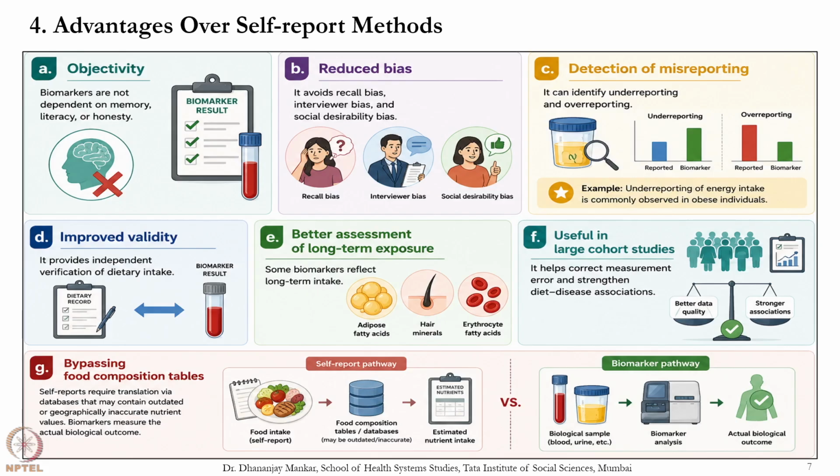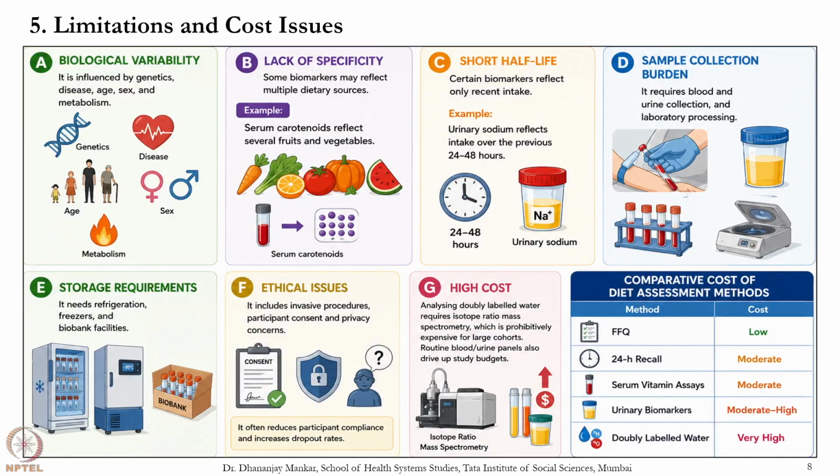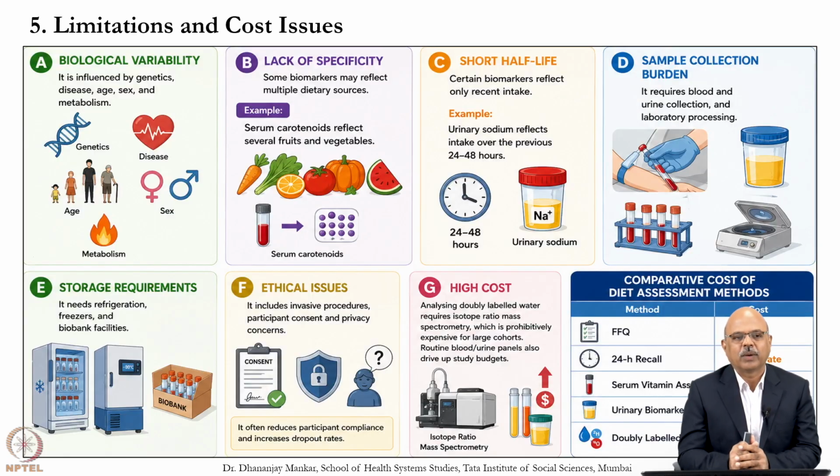Food intake, food consumption and estimated intake: so all the self-report pathway is completed over here. Versus in the biomarkers pathway, you have a biological sample, very objectively. Biological marker analysis is done by the instrument, the machine, and the actual biological outcome is stated, which is much clearer and more objective. What are the limitations of the biomarker?